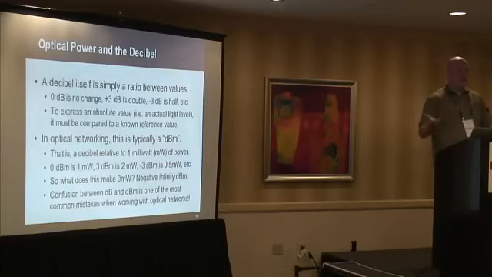3 dB is double. Minus 3 dB is half. Plus 10 dB is 100x. It's a logarithmic scale. So in optical networking, if you want to talk about an actual value, you have to compare it to something, and that's called a dBm, which is decibels relative to 1 milliwatt. So 0 dBm would be 1 milliwatt, 3 dBm would be 2, minus 3 would be half, same concept. So if you completely lose your signal, you are negative infinity dBm. That's how you actually measure it.